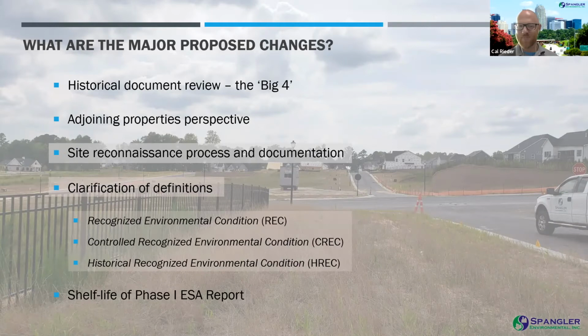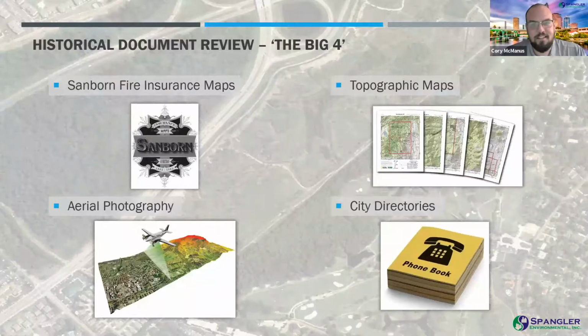Corey? Thank you, Cal, and thank you, Jim, and good afternoon, everyone. When doing a Phase I ESA, it's important to start at the beginning. We do this by looking at historical documents. The big four historical documents available to us are Sanborn Fire Insurance Maps, USGS topographic maps, aerial photography, and historic phone directories.